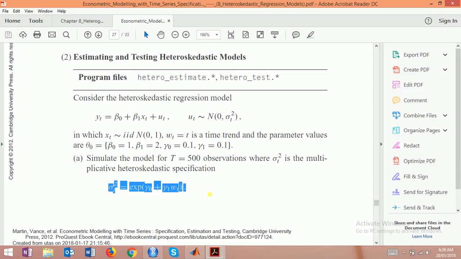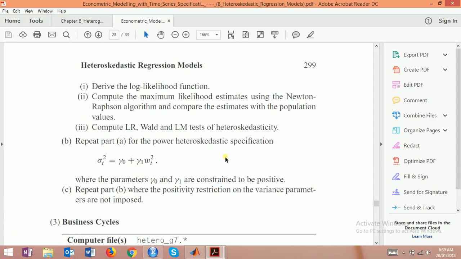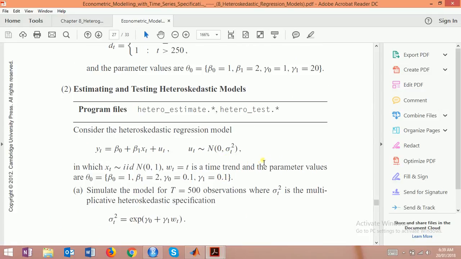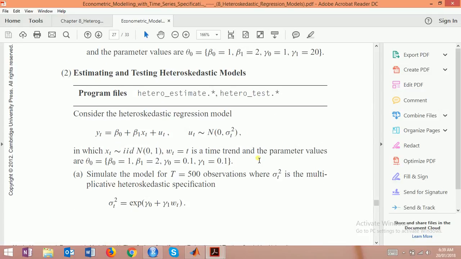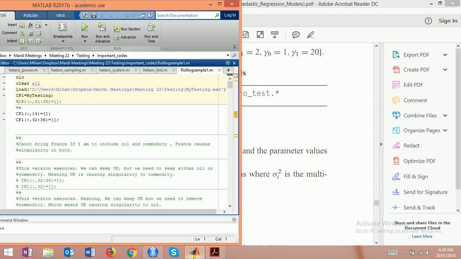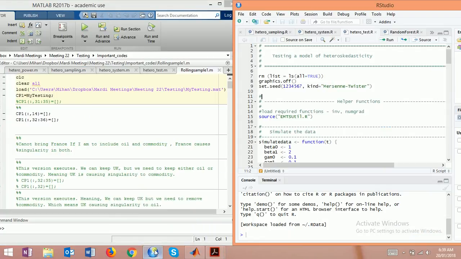Beautiful, no problem. Derive the log likelihood function. So we're going to estimate parameters with maximum likelihood estimation, compute the MLE with Newton Raphson, and do the LR, Wald and LM tests, and we can do it for the power heteroscedastic model as well. So before the test, we're going to look into the estimation method, and obviously this time there will be local functions.